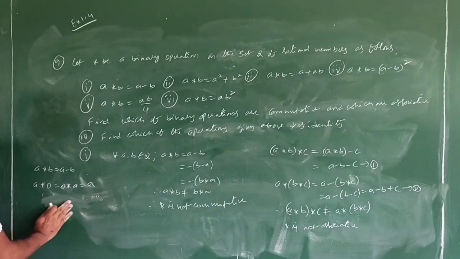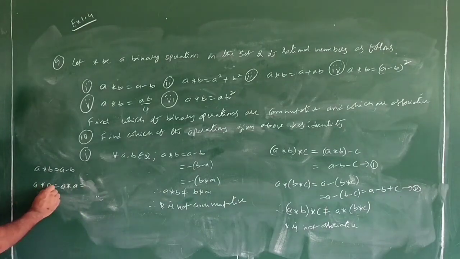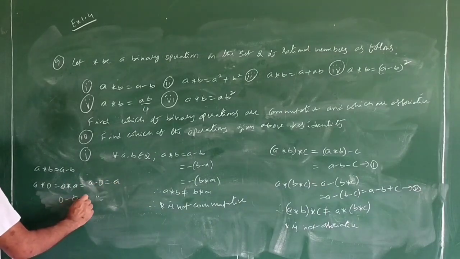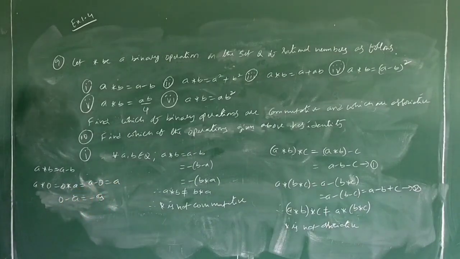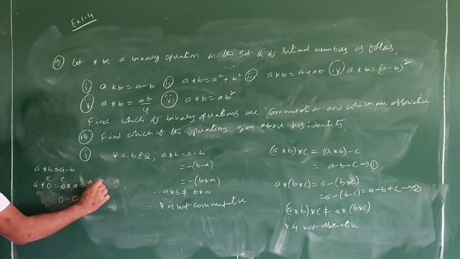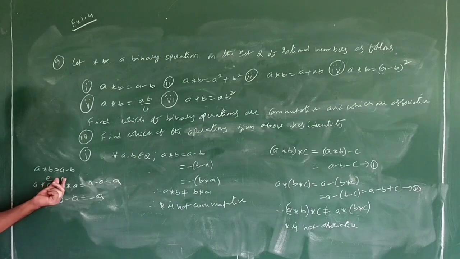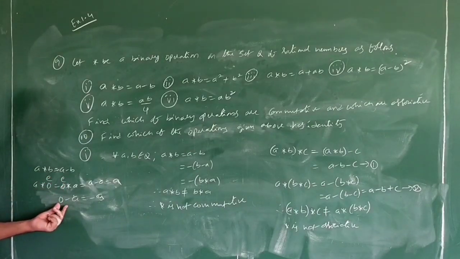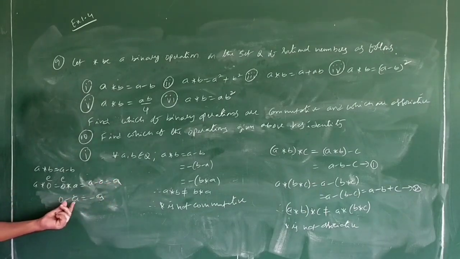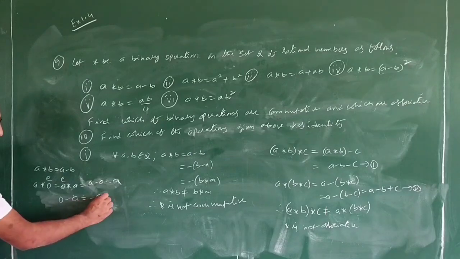Sorry, A star 0 means A minus 0 is equal to A, but 0 minus A is what? What is happening here? According to the property, A star E, E star A is equal to A, then E is said to be the identity. But here if you take 0, A minus 0 is A, 0 minus A is not equal to A.